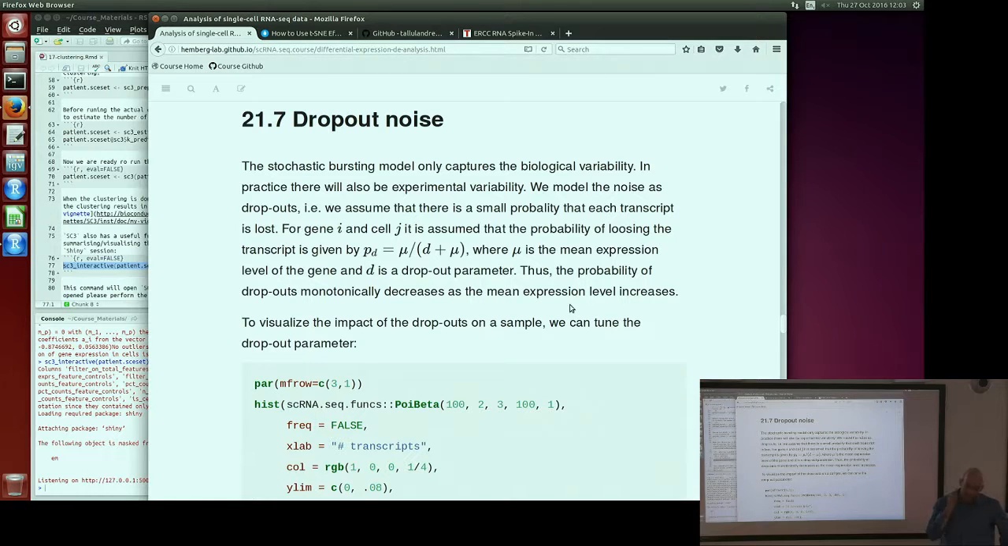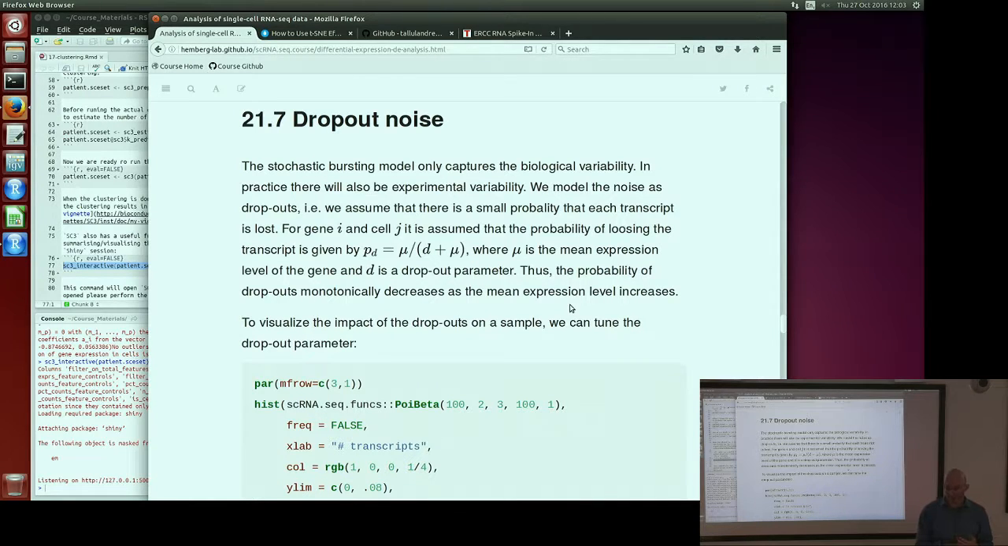So, as we've been mentioning before, one salient feature of single-cell RNA-seq data is a high number of dropouts. So we can try to make this model more realistic by also adding, easily inflating the number of dropouts, so adding dropout noise.